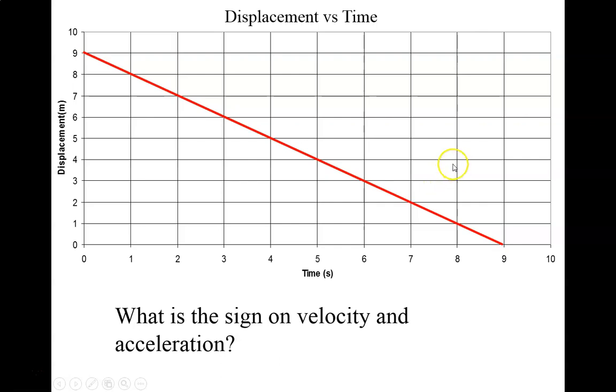What's the sign on the acceleration? Well, it's not getting steeper or flatter. It's moving at a constant velocity. A straight line means constant velocity. If the velocity is constant, that means the acceleration is 0.